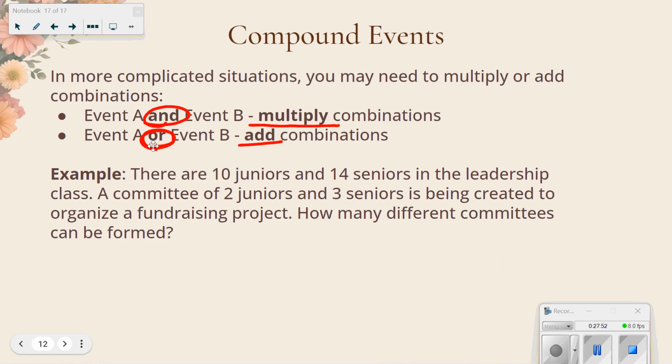So looking at our example, there's 10 juniors and 14 seniors in the leadership class. And the committee is being formed of 2 juniors and 3 seniors to organize a fundraising project. I want to know how many different committees could be formed here. How many different combinations can be created for this committee? So we have juniors and seniors that we have to think about. So let's do those individually.